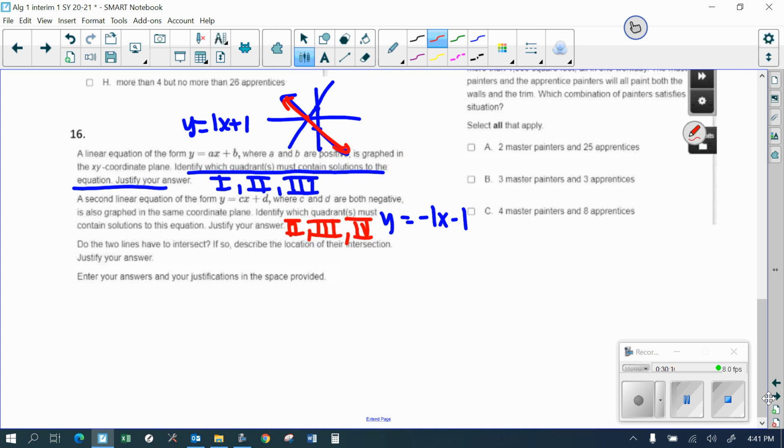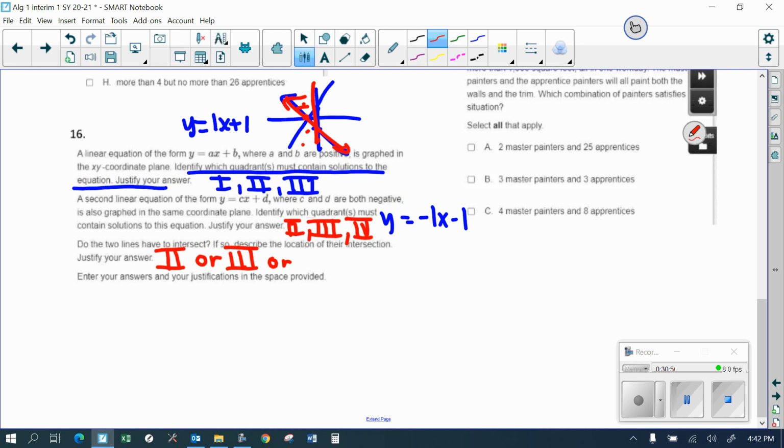Describe the location of their intersection. Well, what we can say is you can say it's going to be to the left of the y-axis. It's got to be over here somewhere. It could be up in quadrant 2. Obviously, this one is right on the x-axis, or it could be down here in quadrant 3. So it depends on what your values are. Enter your answers and justify in the space provided. So that's what I would say. It could be in quadrant 2 or 3. Quadrants 2 or 3 only.